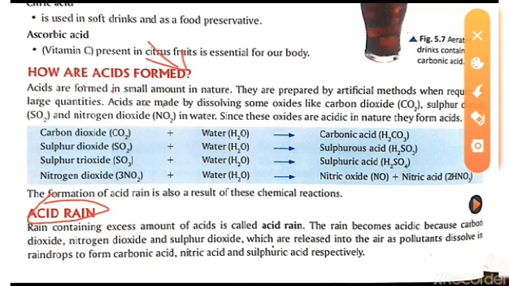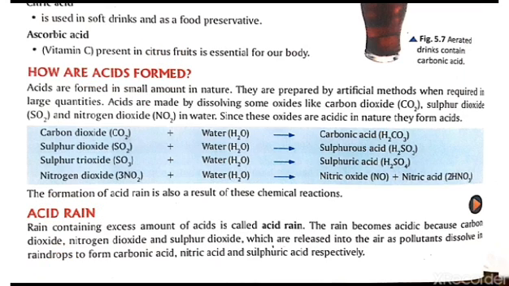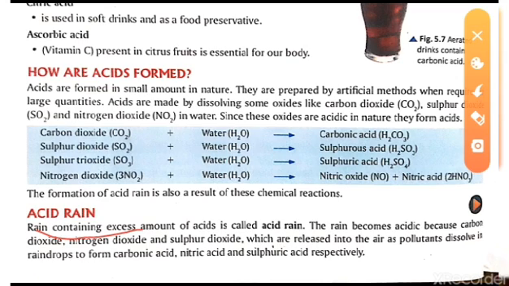When acid falls on marble, it corrodes it. We have a famous example, the Taj Mahal. Its shine is degrading because of acid rain. Let's see what is written about acid rain. Rain containing an excess amount of acid is called acid rain. Now, where is the rain getting this acid from?